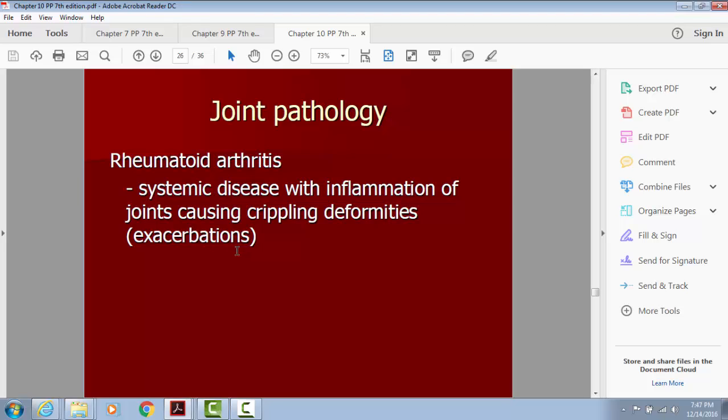Rheumatoid arthritis can cause crippling deformities, specifically of the hands. If you look in your book on page 325, they show you what happens to the fingers of patients with rheumatoid arthritis. They get what's called swan neck deformities, where their fingers are pulled off to the side and they look hooked, almost like a swan's neck.